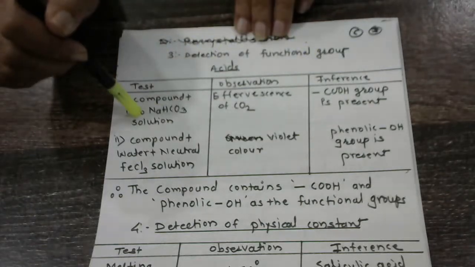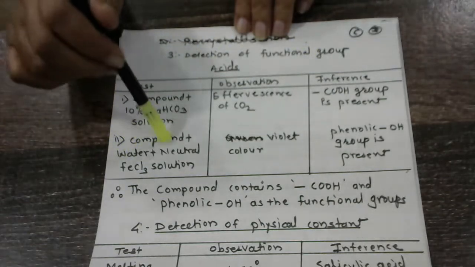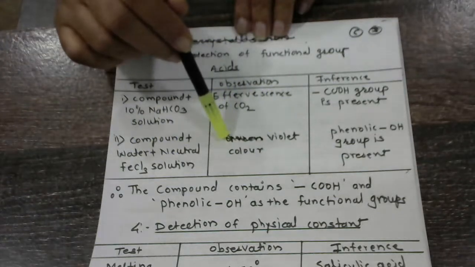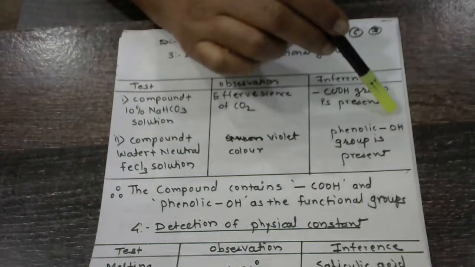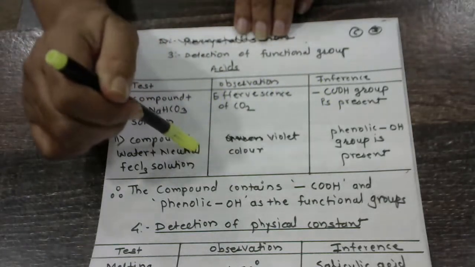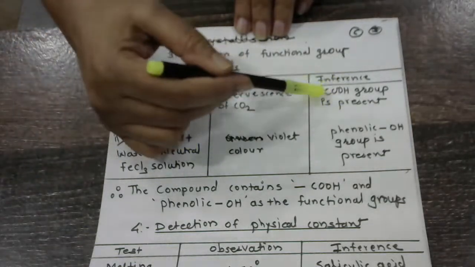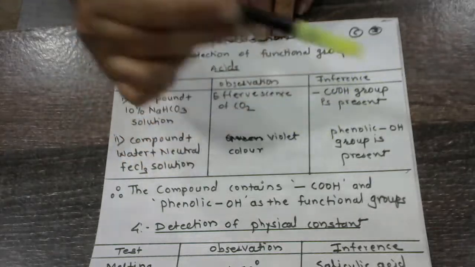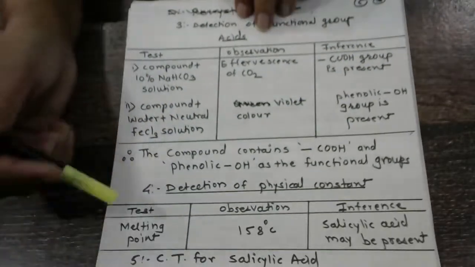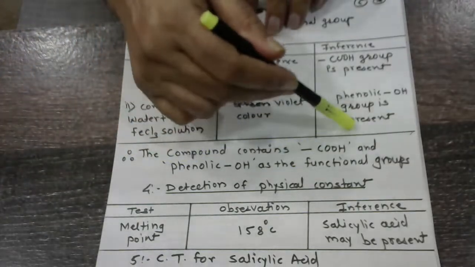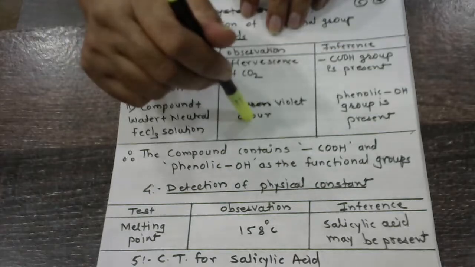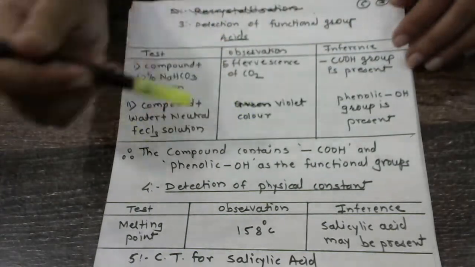We take the second step: compound plus water plus neutral FeCl3 solution. We get violet color. Here the phenolic -OH group is present, which indicates that two functional groups are present. One is COOH and the second one is phenolic OH. Therefore, the compound contains -COOH and phenolic OH as the functional groups. This is the acid which contains two functional groups.